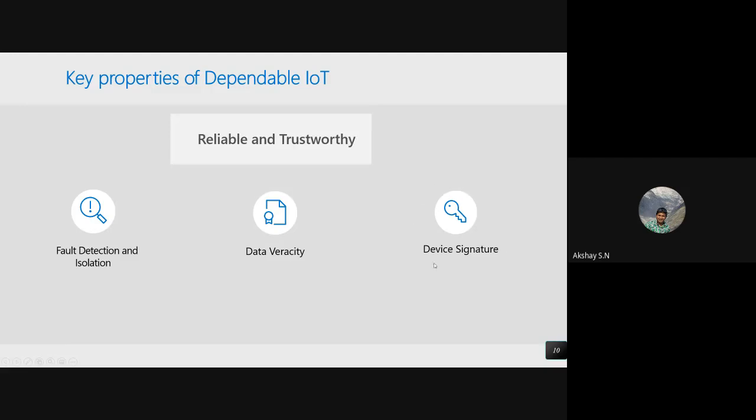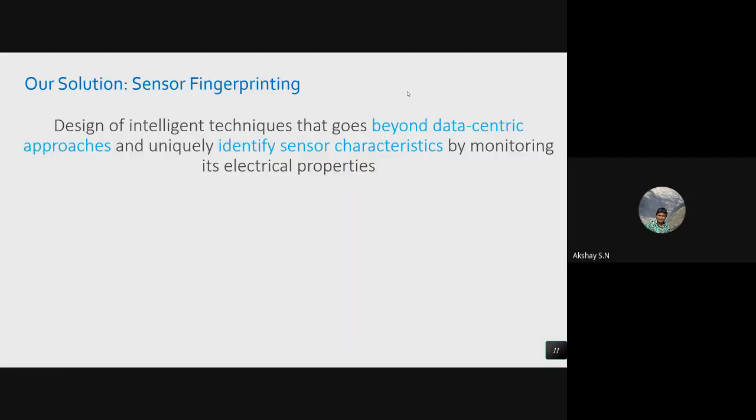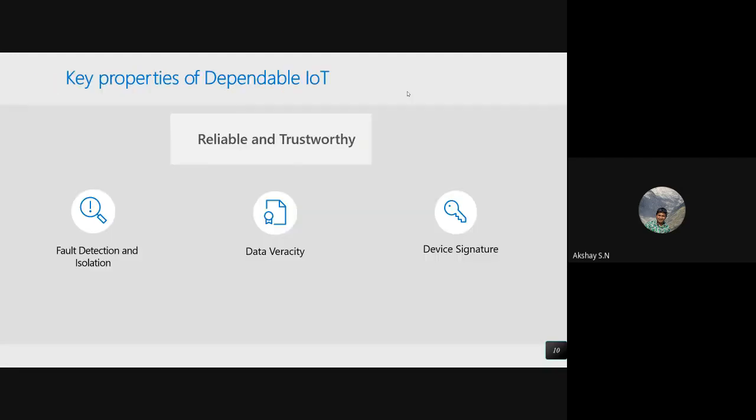Third, it should be trustworthy, which means, assume you have deployed a device in some remote location. How do you know it is the same device which is sending data? Somebody could have counterfeited or replaced it. So you want to ensure the device you have deployed is the same device. That is the device signature. If we have all these three properties, then a device is both reliable and trustworthy, which implies it is a dependable IoT device.